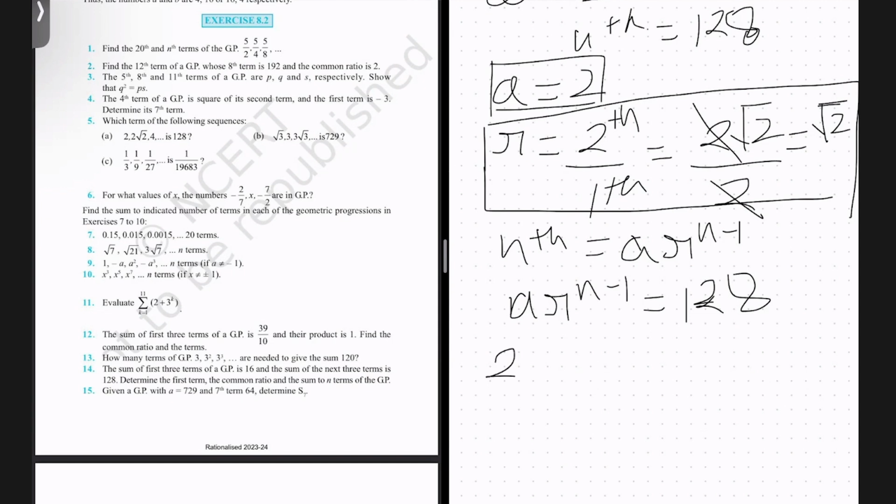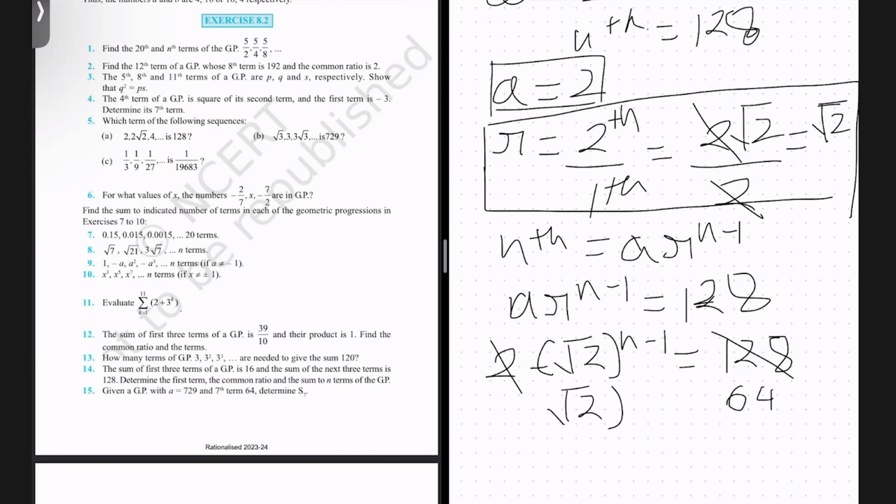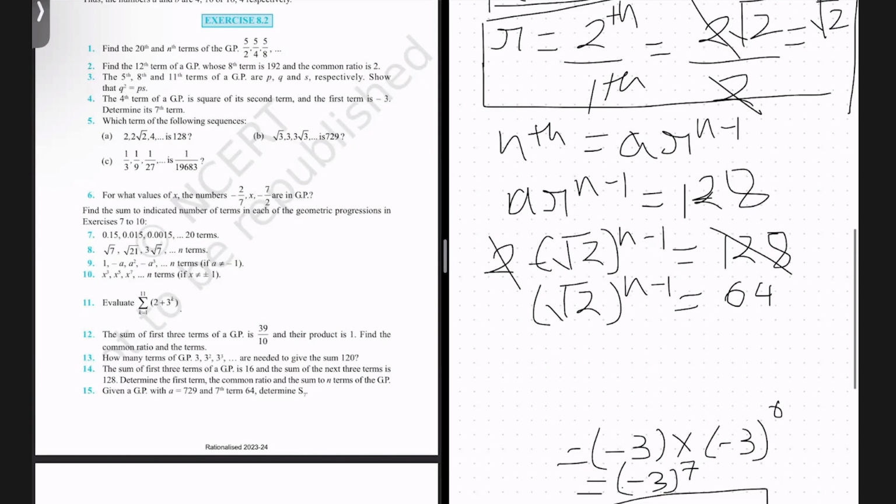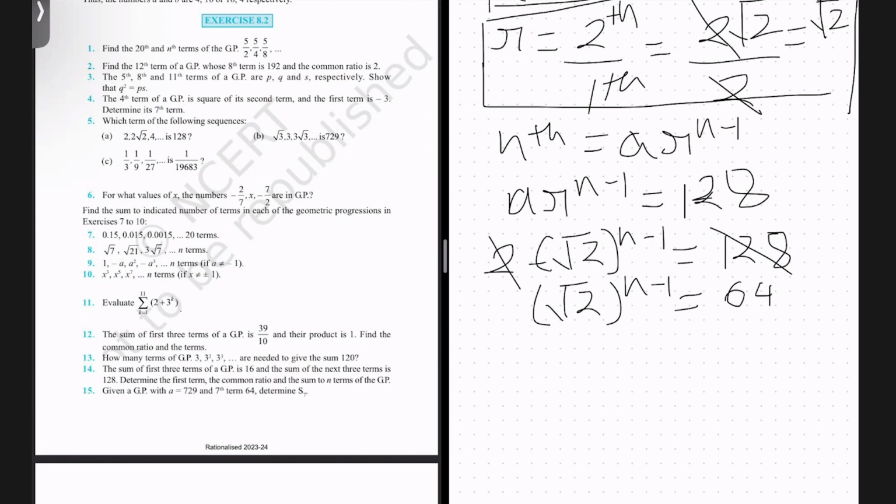So we have A equal to 2, r equal to root 2 raised to the power n minus 1, equating to 128. Now you can divide both the sides by 2. Here you will have 64, and here you will have root 2 to the power n minus 1. Correct? Proceeding further, we now have root 2 to the power n minus 1 equals 64.